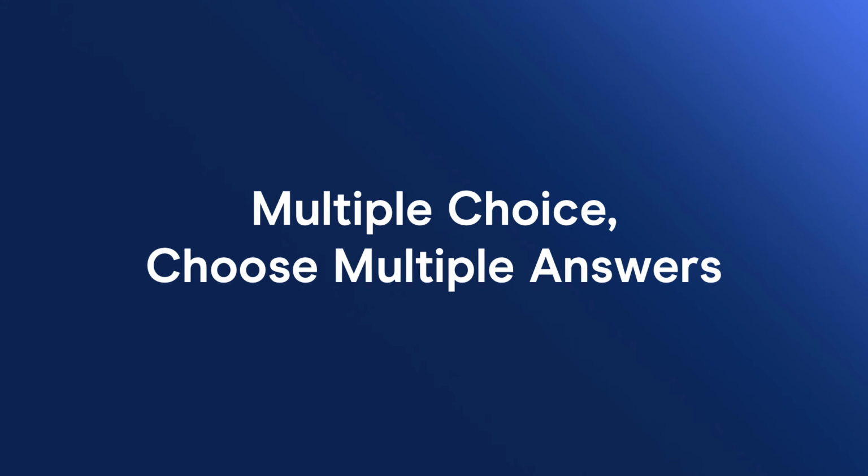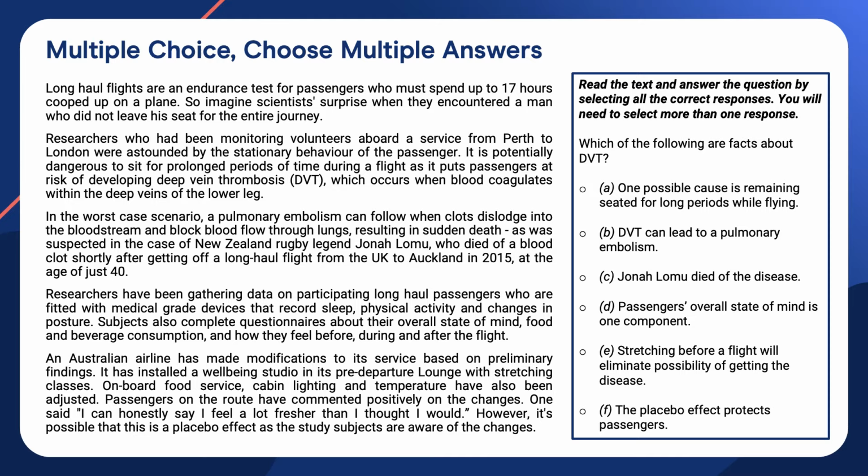Let's now do multiple choice, choose multiple answers. This task can be challenging. It's very much a process of identifying parts of the text that match with an answer option and determining if the answer option says the same thing as a particular part of the text. Let's take a look. So, start by reading the question prompt.